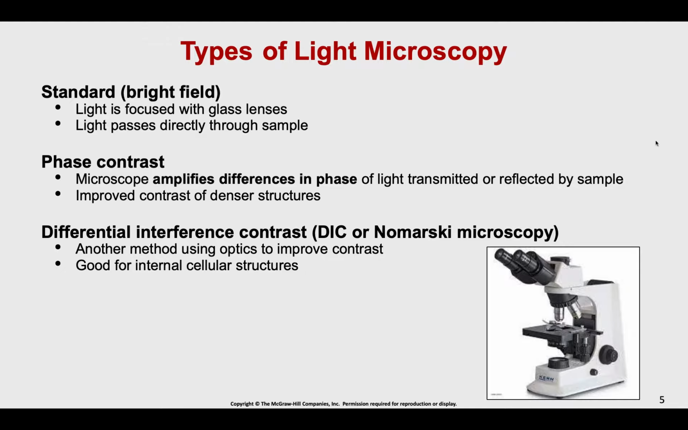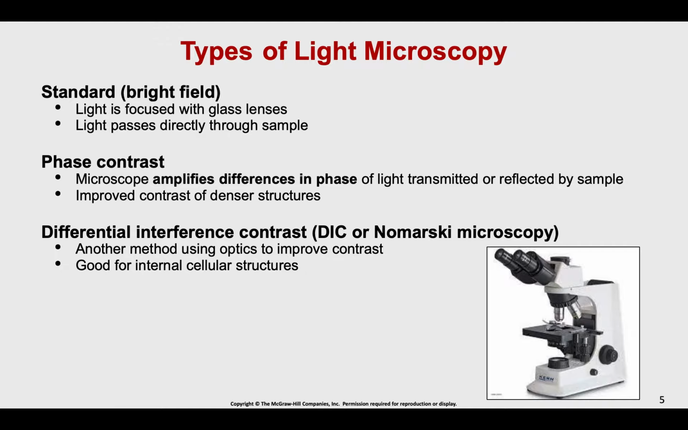We also have these phase contrast microscopes. Right, so they're really good at amplifying differences in the different phase of light transmitted or reflected back by samples. So now we're starting to sort out different wavelengths within the light to get different contrast within the cell. All right, so we're improving the contrast of a lot of denser structures.